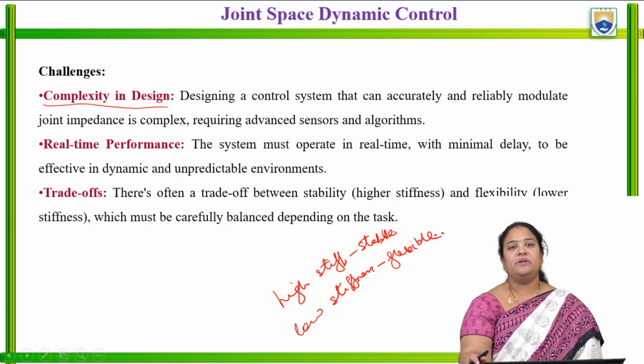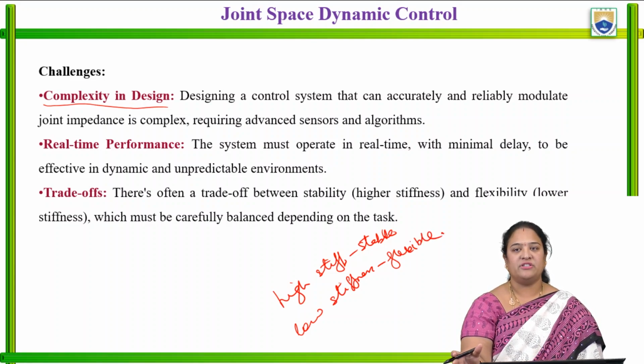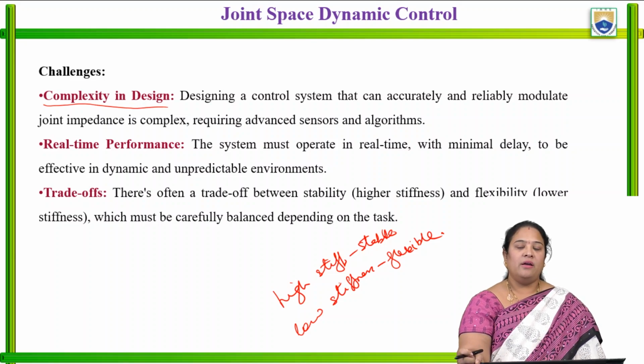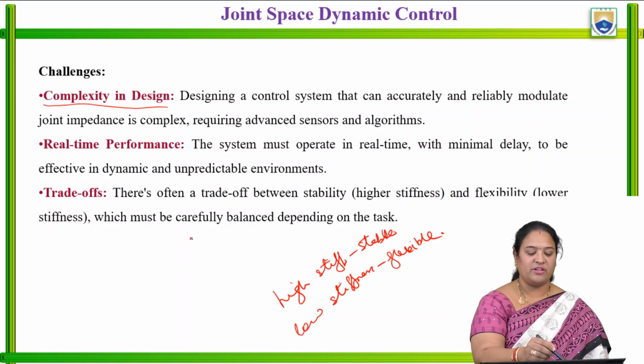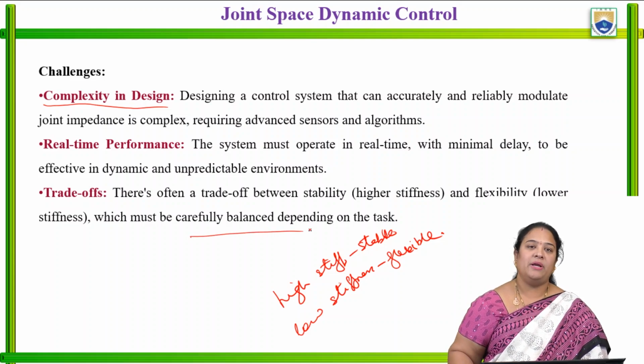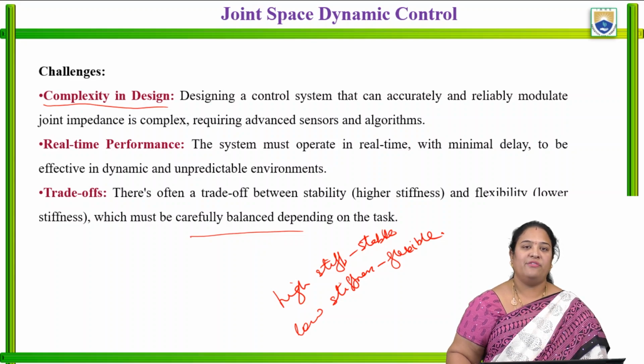So any particular robot, when we are manufacturing, we should take the challenge that in the robot's motion, whether kinematic or dynamic, the joints may be stable or may be flexible. That depends upon the stiffness of the robots which we are manufacturing. We should carefully try to balance that depending upon the task given in that particular organization or industry. That is known as the trade-off.